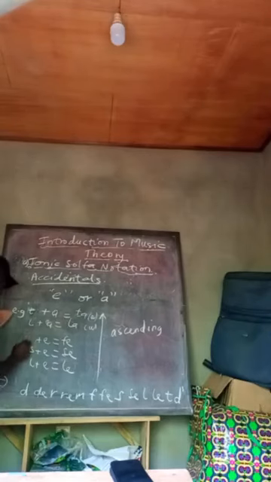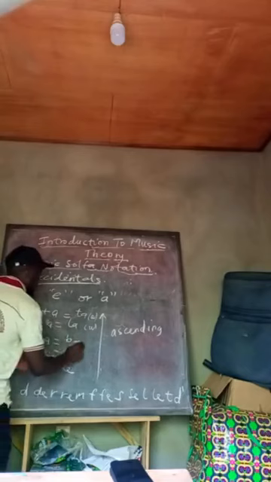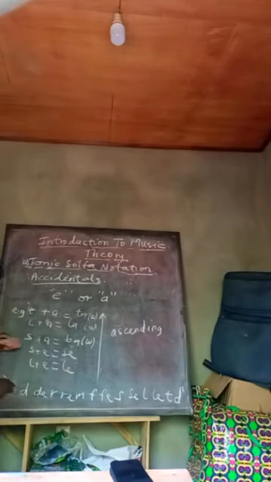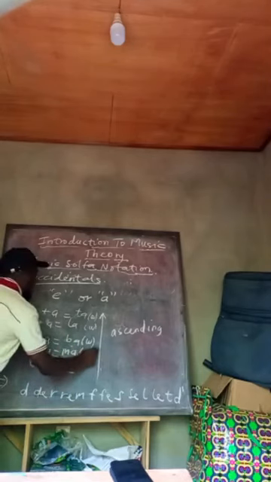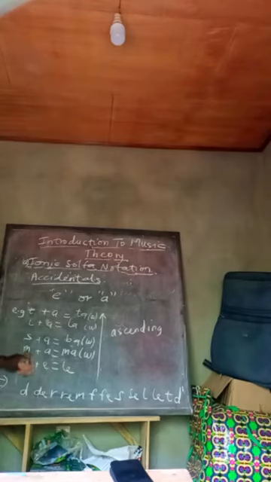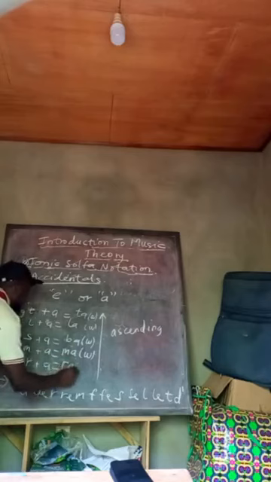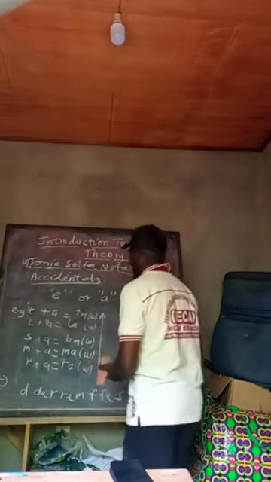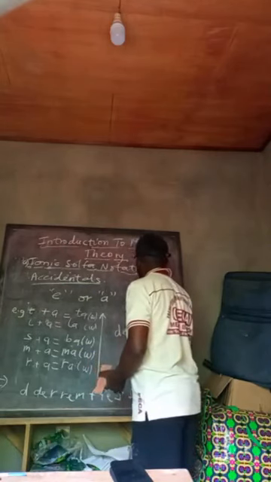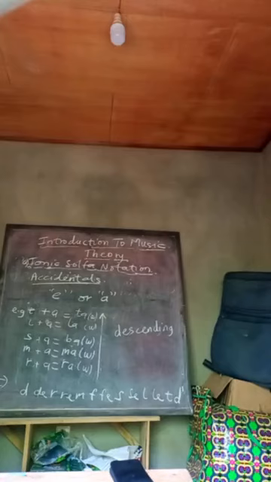Then Sol plus A will give you Se, Mi plus A will give you Me, and Re plus A will give you Ra. This one is descending. This arrow is supposed to be down.